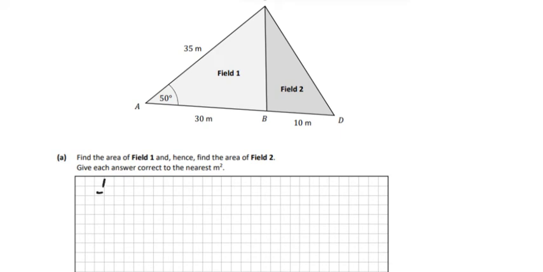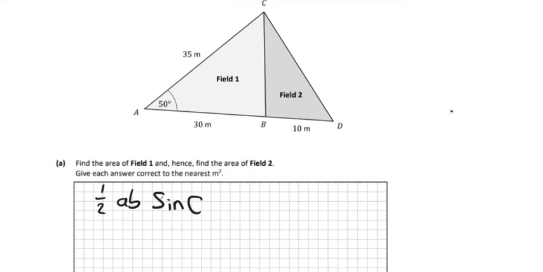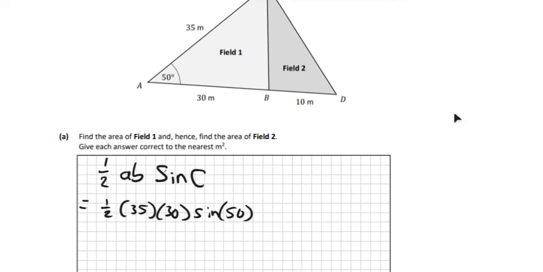So it's a half AB sine C. You generally use that one when it's trigonometry, when it's to do with a triangle. A and B need to be either side of the angle C, so that works in this case. 35 and 30 are either side of the angle 50, so 50 will be C, and A and B are the 35 and the 30, so you just need to fill those in. Then you can put all that in the calculator together and it should give you the answer.